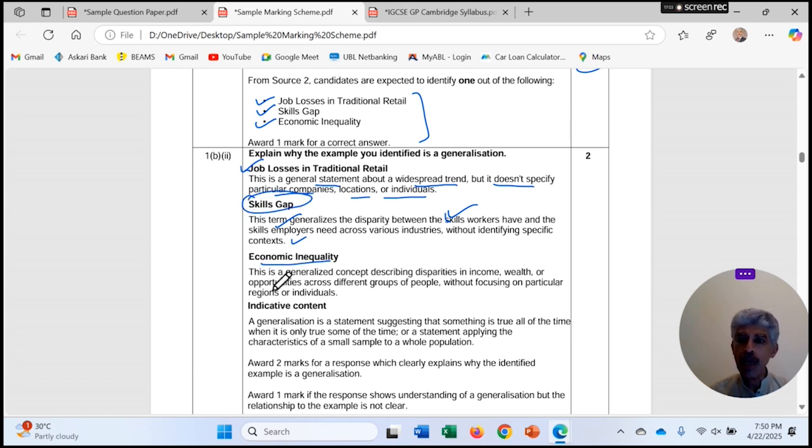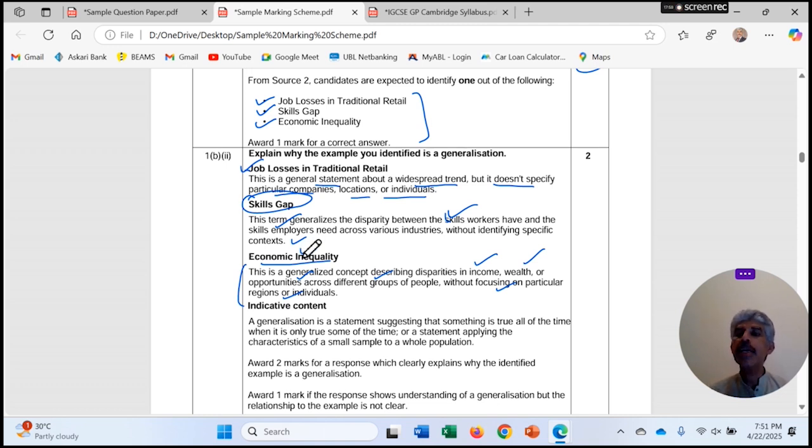Then economic inequality. This is a generalized concept describing disparities in income, wealth, or opportunities across different groups of people without focusing on particular regions or individuals. Again, generalization is there whenever we say that there is economic inequality around the globe. There can be economic equality in different parts of the world, especially in Europe and in many of the Western world. There can be economic equality.